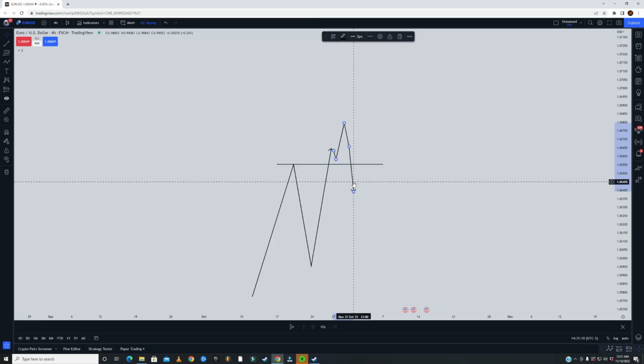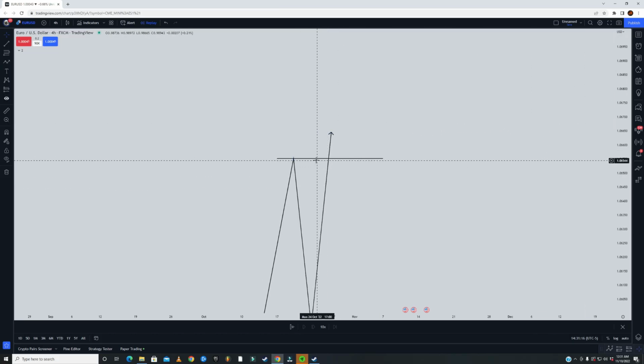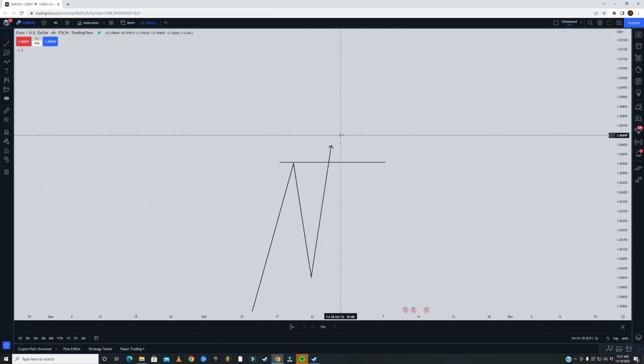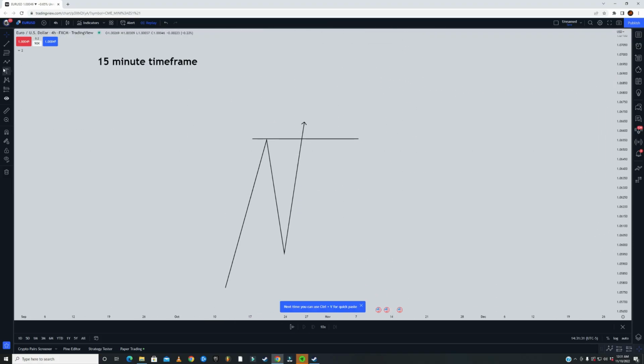So let me delete this. Once the price is outside our line, when the price sweeps the liquidity and is outside our line, you want to drop down to the 15-minute time frame, okay? On the 15-minute time frame, just like the first video, you're going to see a structure like this, okay?